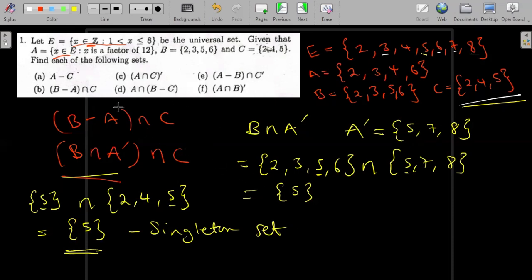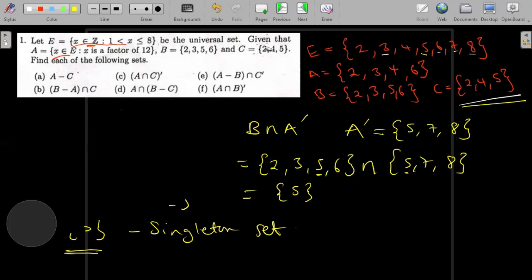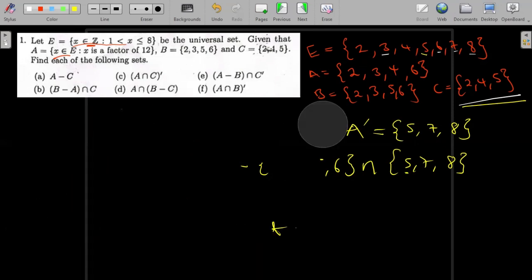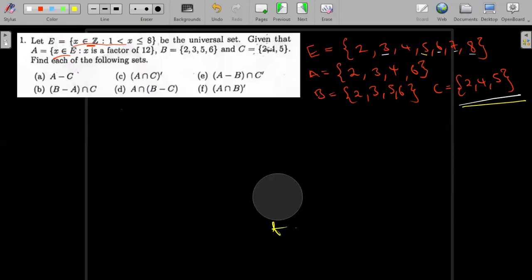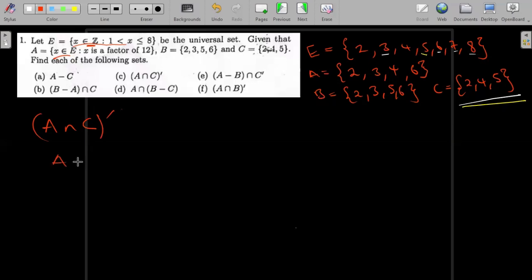Okay, so let's go on to part C. Part C is telling us that we must find A intersection C complement. So to find A intersection C complement, I first must find A intersection C. So what is A intersection C?